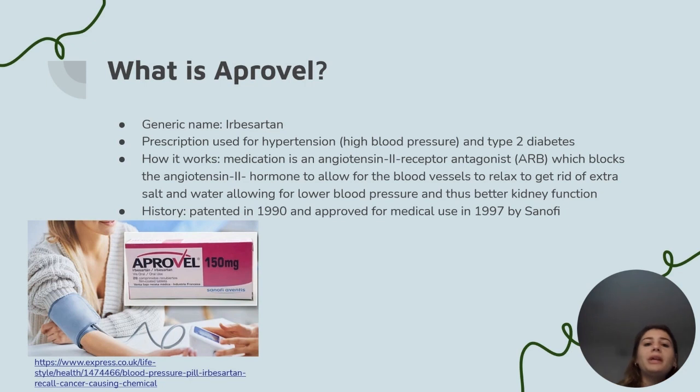So we'll dive into a little bit of the biology and then pop out of it into history. The bio part is that this medication is an ARB, also known as an angiotensin II receptor antagonist. That's a long word, so we'll just call it an ARB, which is common with cardiovascular disease medications. This blocks the angiotensin II hormone, which, when you have high blood pressure, allows the blood vessels to relax and get rid of the extra salt and water in the blood, allowing for lower blood pressure and thus better kidney function. This is just the basis of how an ARB works, which Aprovel does.